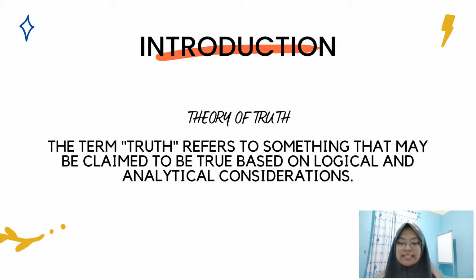And I will explain the topic of philosophy, namely kinds of truth theory. Theory of truth. The term truth refers to something that may be claimed to be true based on logical and analytical consideration. Truth can be viewed from different perspectives and methods from each person, so that everyone can express his opinion about a truth. For example, truth is seen from the point of view of rationalism and empiricism.